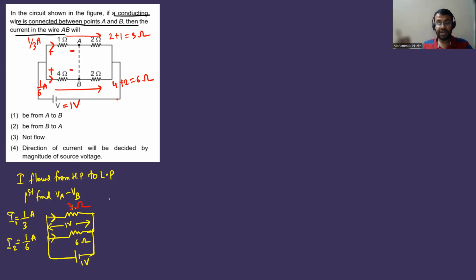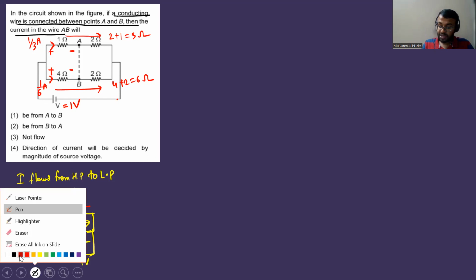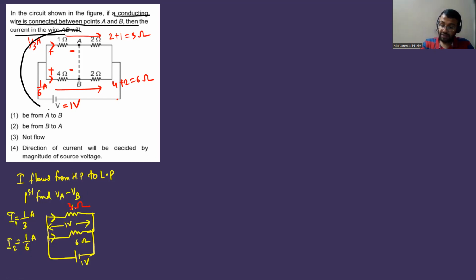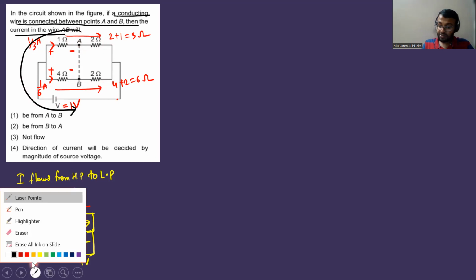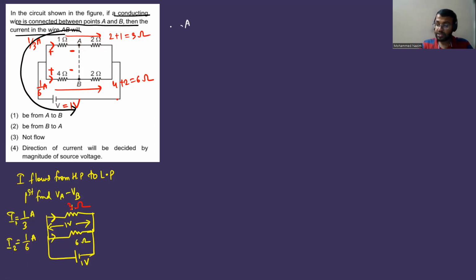So after finding the current value and marking the polarities for the resistors, you start from A and then move towards B. I'll start from A and move towards B via this path. You can also move in this direction. Start from A and then move towards B. I'll just start from here and then move here. So I'm starting from A, correct? And then I'm moving towards B.